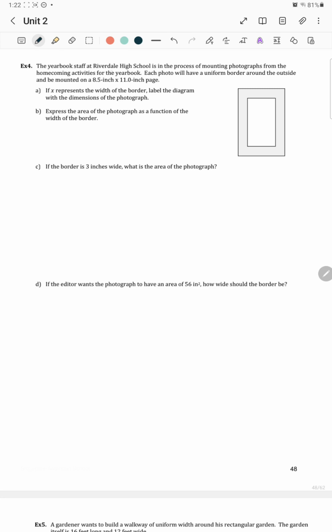The yearbook staff at Riverdale High School is in the process of mounting photographs from the homecoming activities for the yearbook. Each photo will have a uniform border around the outside and be mounted on an 8.5-inch by 11.0-inch page. If x represents the width of the border, label the diagram with the dimensions of the photograph.